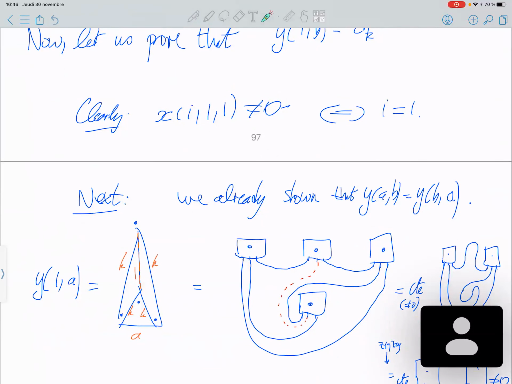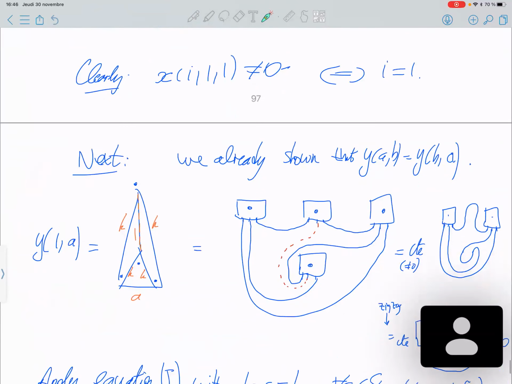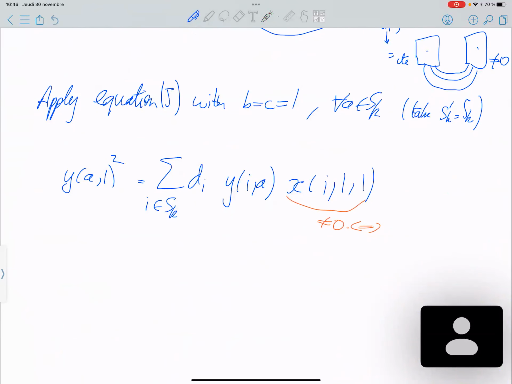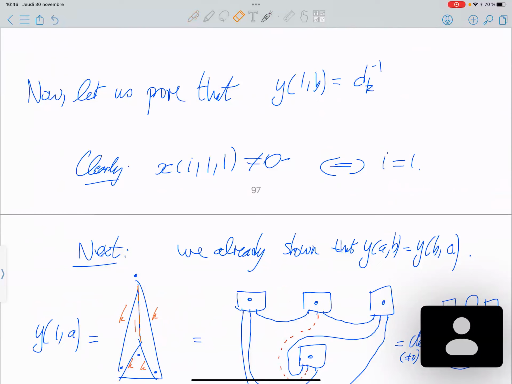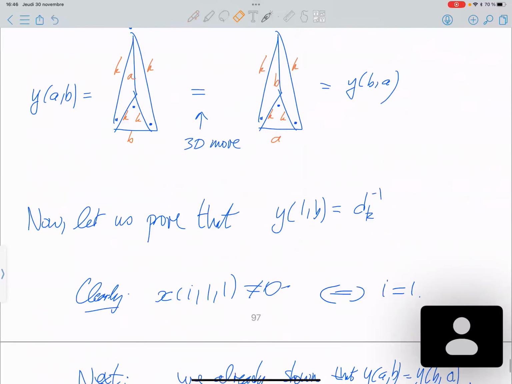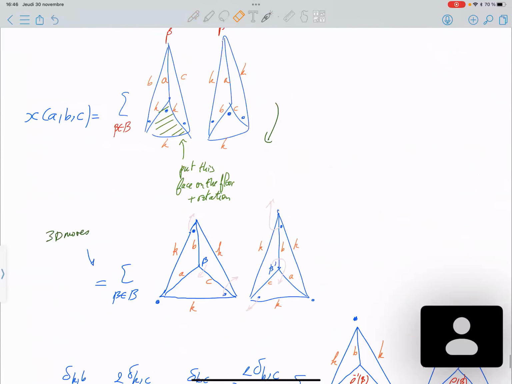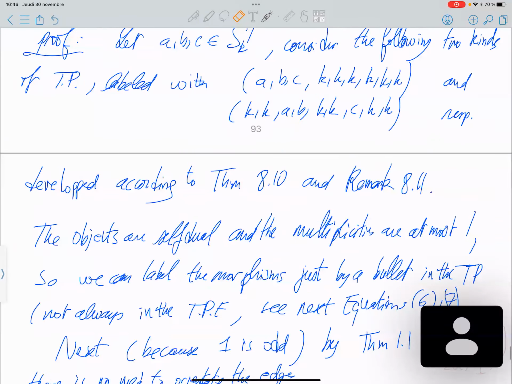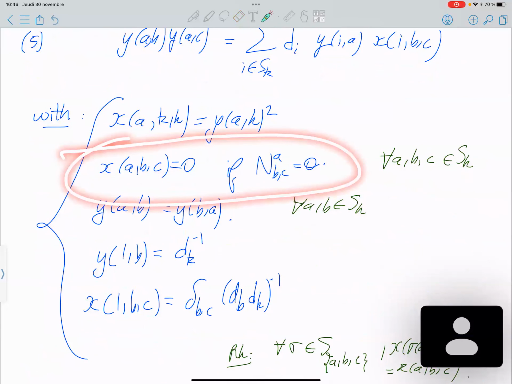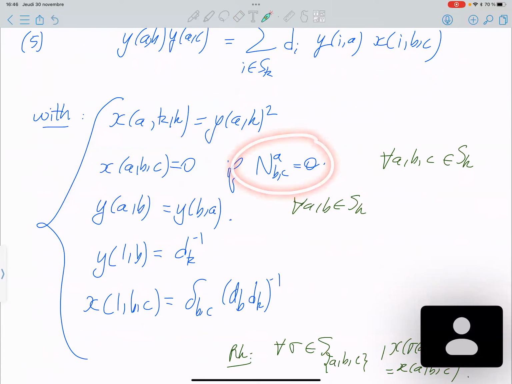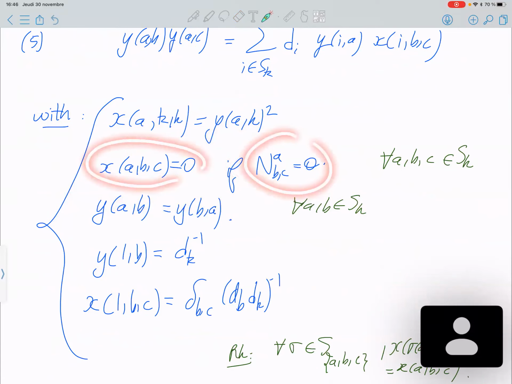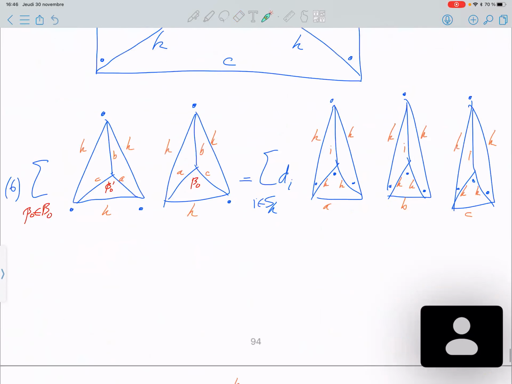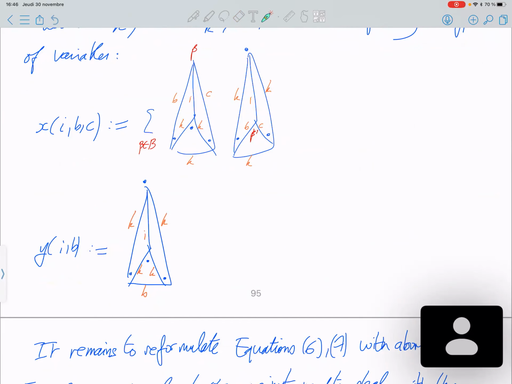So the only tricky part is to prove that this is non-zero. This is non-zero if and only if i equals 1. Sorry about this confusion here. This corresponds to that, in fact. I said it is trivial. It is non-zero if and only if this is... so this is 0 if this equals 0. But if b equals c equals 1, there is no problem of multiplicity. B, C, you consider this part.